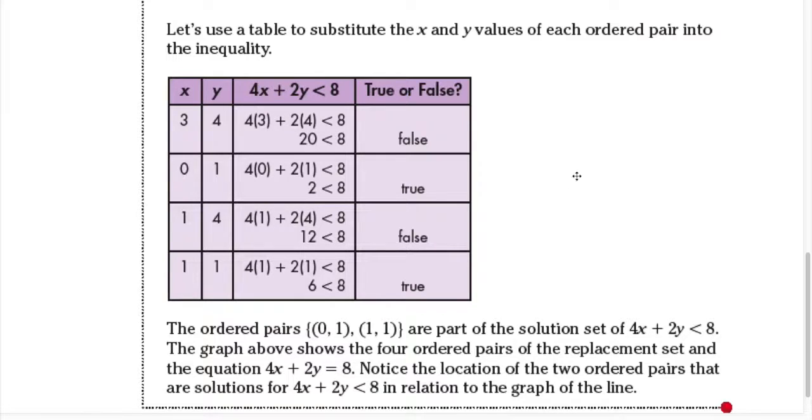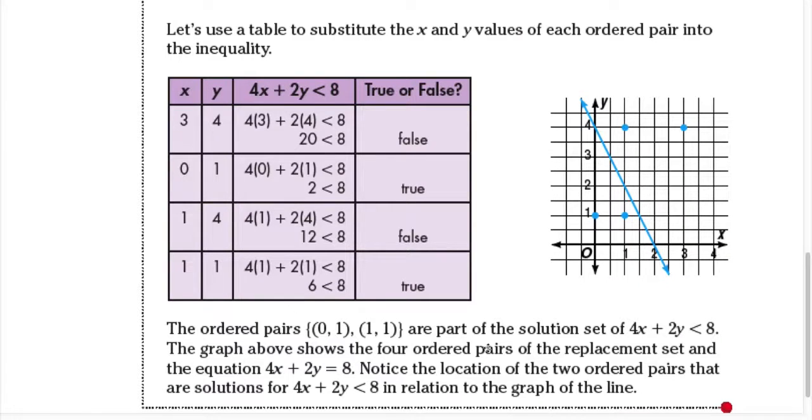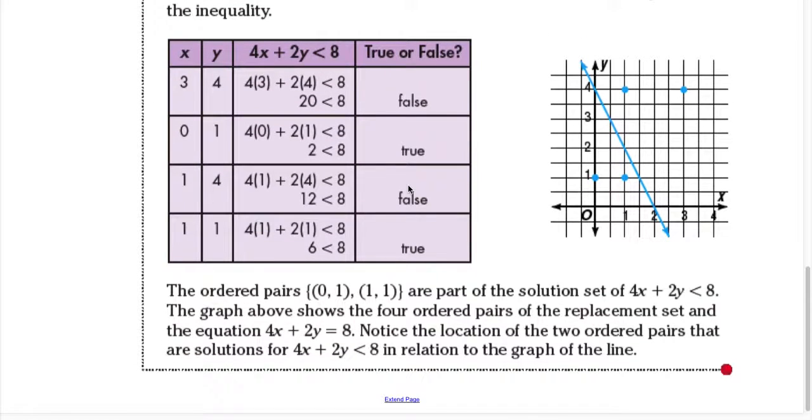The graph above shows the four ordered pairs of the replacement set, and the equation 4x + 2y = 8. These four dots are your replacement set: (3, 4), (0, 1), (1, 4), and (1, 1). And this is the line 4x + 2y = 8. Notice the location of the two ordered pairs that are solutions of 4x + 2y < 8.